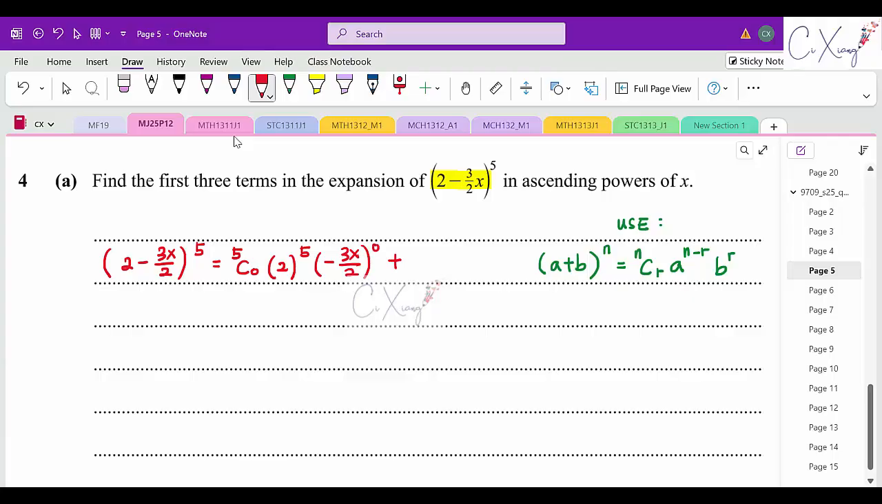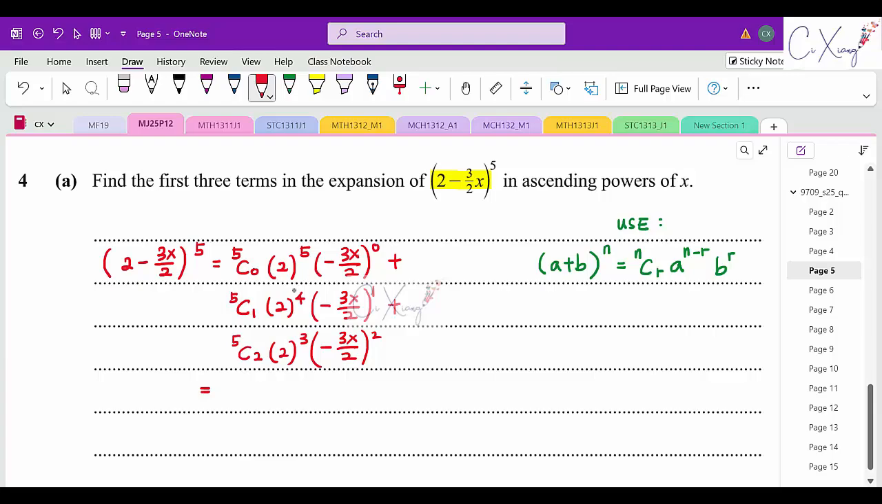Plus, now I want to get the second term. It will increase r by 1. So I have 5C1, 2 power 4, then negative 3x over 2 power 1. Plus, the next one will be 5C2. The third term will be 5C2, so 2 power 3 and also negative 3x over 2 power 2. So you can see that these are the first 3 terms. We should stop here because the question asks for the first 3 terms only, right?